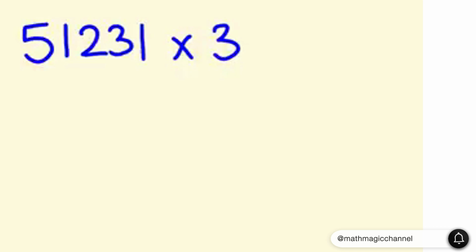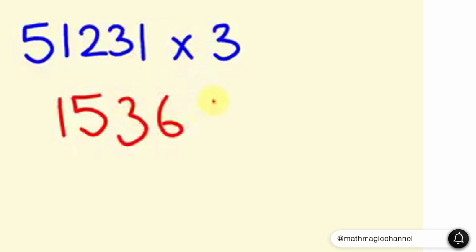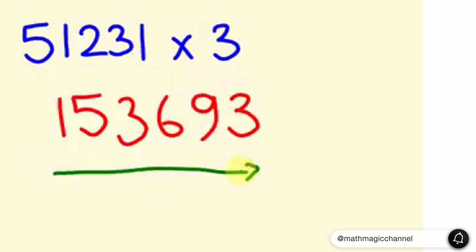So the way we do it is this. 3 times 5 is 15, we put that down. So we're going from left to right. 5 times 3 is 15, 3 times 1 is 3, 2 times 3 is 6, 3 times 3 is 9, 1 times 3 is 3. You see, we're working this way, and this is the trick to mental calculations, mental multiplication.